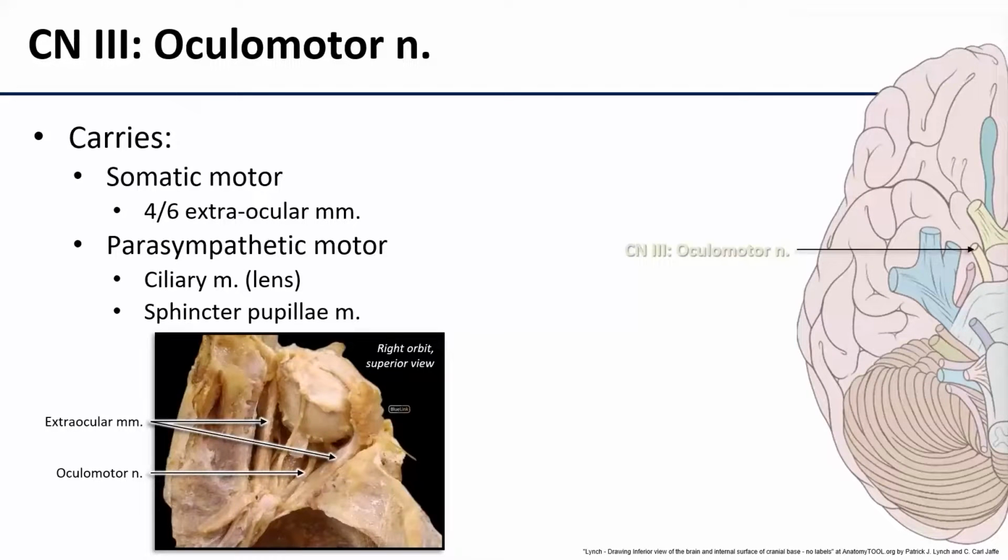The oculomotor nerve, or cranial nerve number 3, also serves the eye, but in a little bit different way. It carries somatic motor innervation to 4 out of the 6 extraocular muscles that pull the eye into different positions within the orbit, and then it carries parasympathetic motor to some of the intrinsic muscles that make up the eyeball. These are muscles like the ciliary muscle that changes the shape of the lens, and the sphincter pupillae that narrows the pupil diameter.